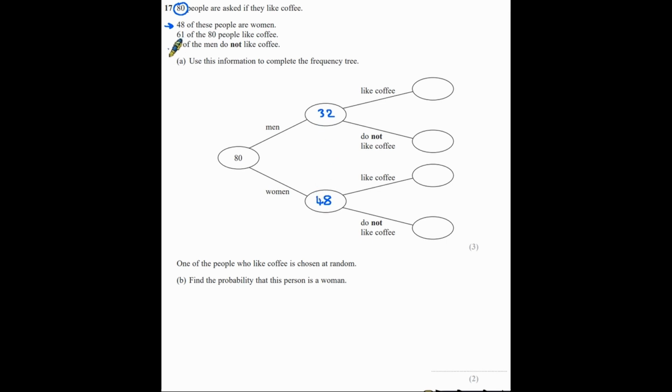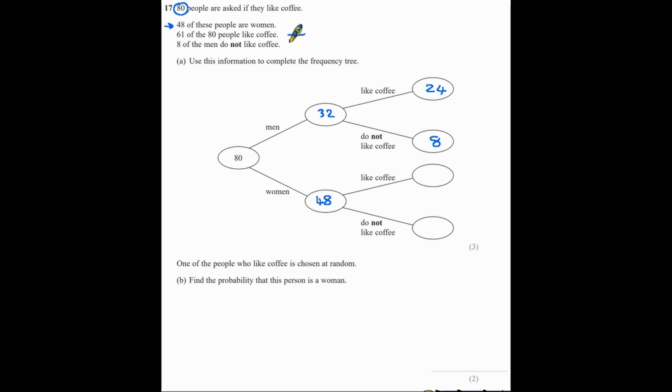Now, we are told that 8 of the men do not like coffee. This is something we can fill in straight away. From the men, 8 do not like coffee. Again, if there are 32 men and 8 of them do not like coffee, that must mean that 24 of them do. 24 plus 8 is 32 men altogether.